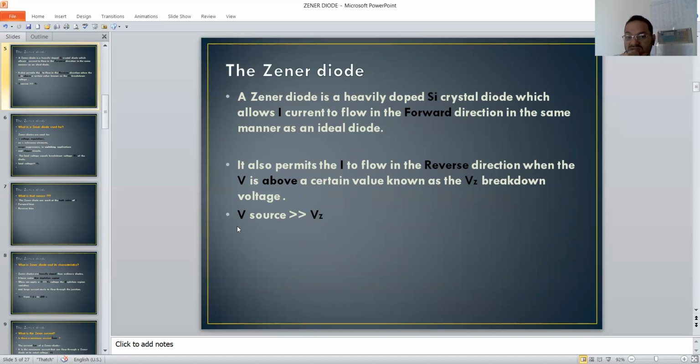that means V source bigger than VZ, some difference will occur, and we will start dealing with a huge amount of negative current. I will define it in the next slides by using another image.